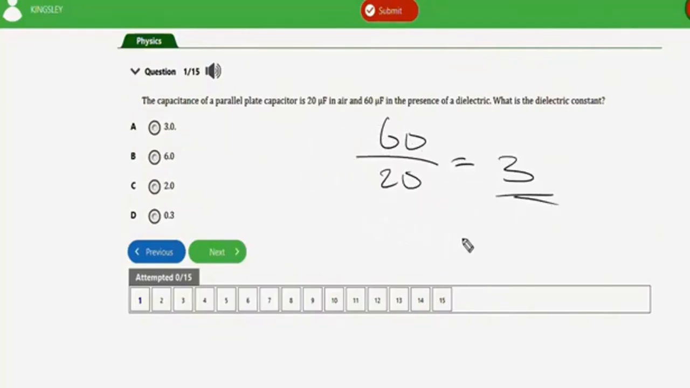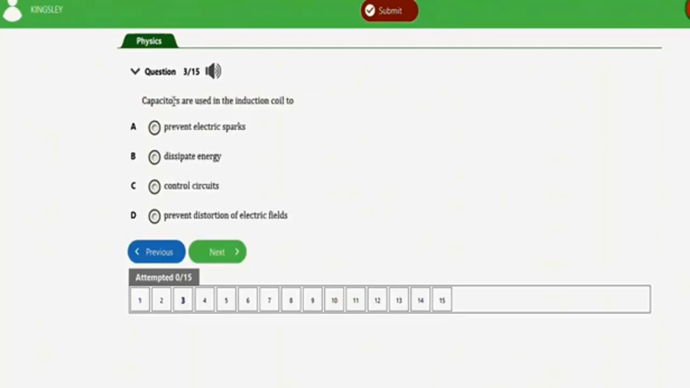It's as simple as this. Now the dielectric constant basically does not have a unit. Okay, so that's it for this question. Let's wipe this now and solve the next repeated question. It says capacitors are used in the induction coil to prevent electric sparks, dissipate energy, control circuits, prevent distortion of electric field. So the right option in this question is option A, which is to prevent electric sparks.